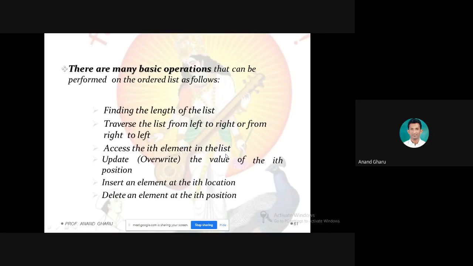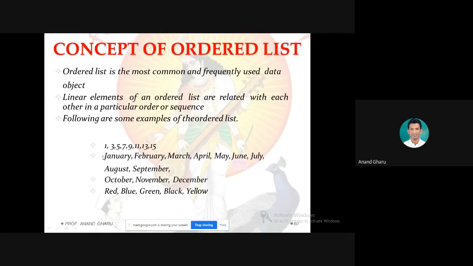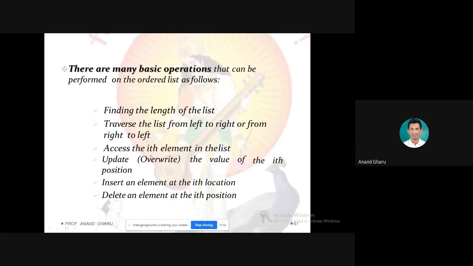Access the ith element in the list. Ith element means we can access or use any element from the list. For example, suppose red, blue, green, black, yellow. If you want to access the green color, then you can directly access it with the ith element. Assign the array indexes 0, 1 and 2. Index 2 is assigned to green, means with the help of index 2 you can access the green color. So access the ith element, update the value of the ith position.